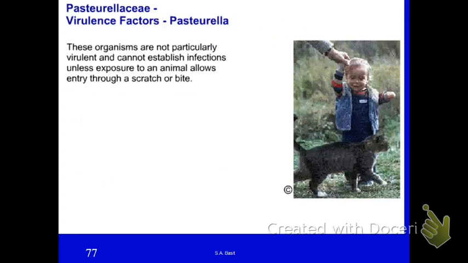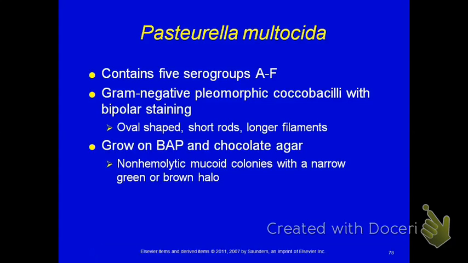So, these organisms are not particularly virulent and cannot establish infections unless exposure to animals allows entry, mostly by means of animal scratch or animal bite. There are about 6 serogroups of Pasteurella multocida: A, B, C, D, E, F. Anyway, they are gram-negative pleomorphic coccobacilli with bipolar staining. Again, the term pleomorphic means that the organisms could assume a variety of shapes. Some are oval, some are short rods, some would have a longer filament.